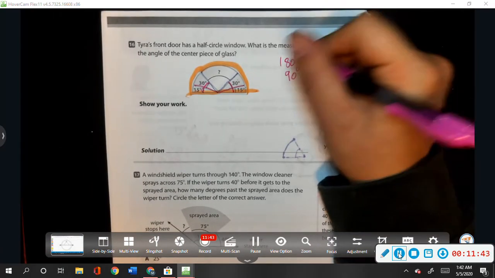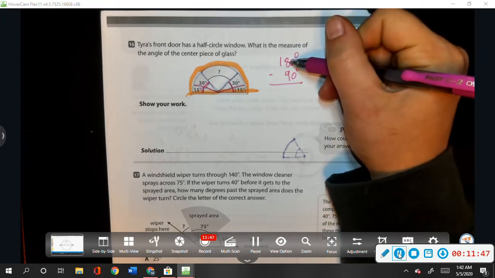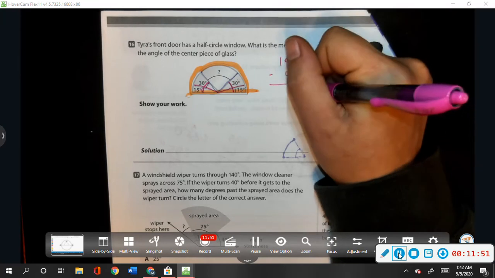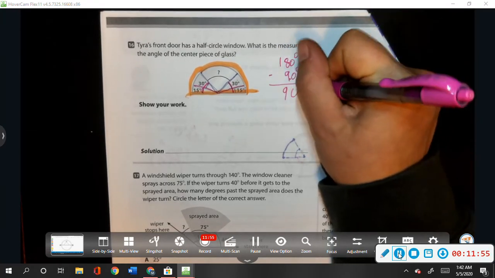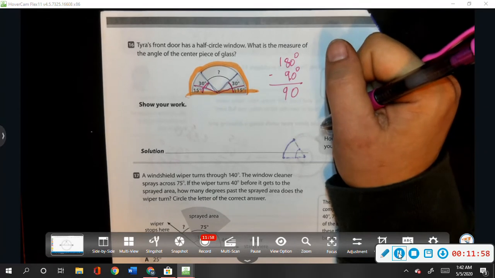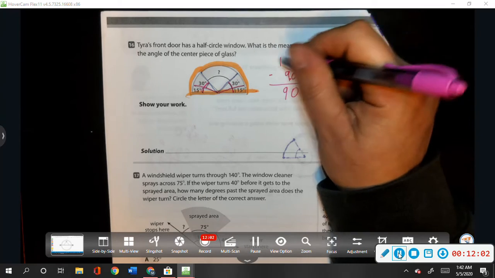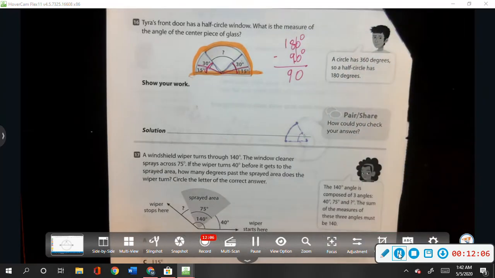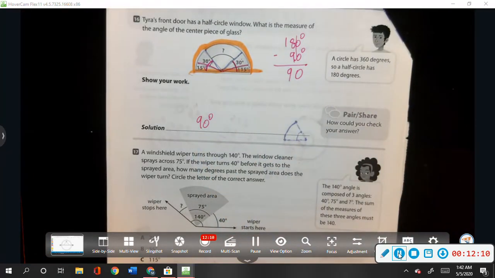So all we need to know is the difference. Well, 9 plus 9 equals 18. Using some of that mental math we were talking about, instead of having to go through the borrowing system, if I just broke that number up. Alright, so that would be 90 degrees.